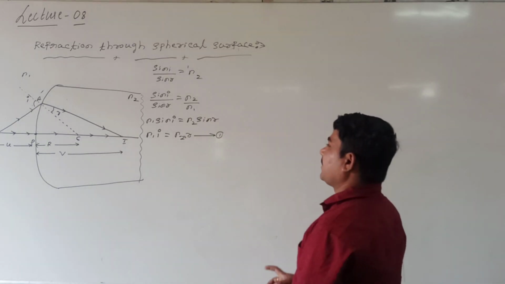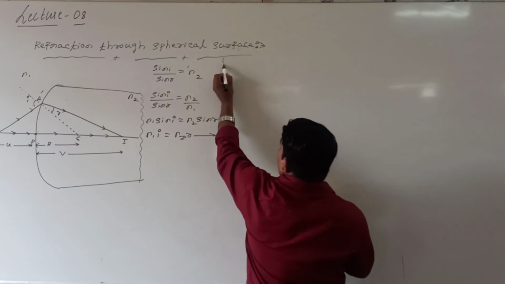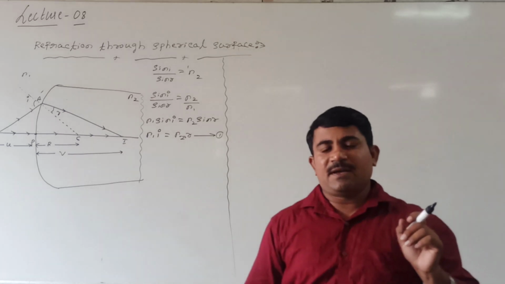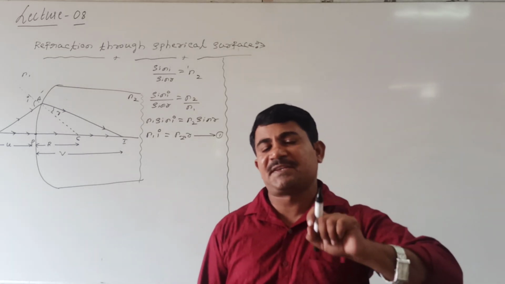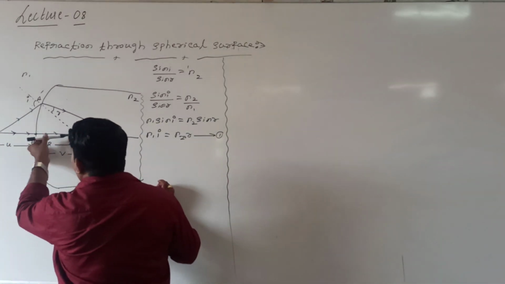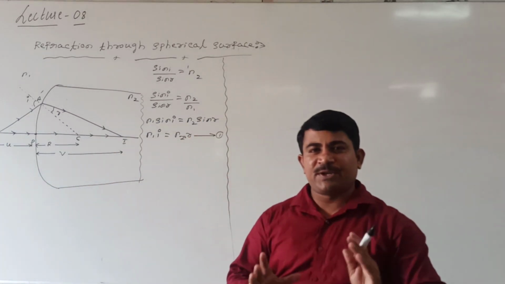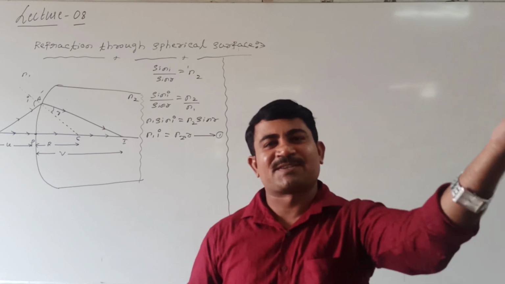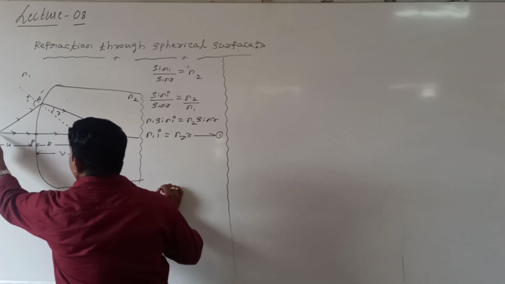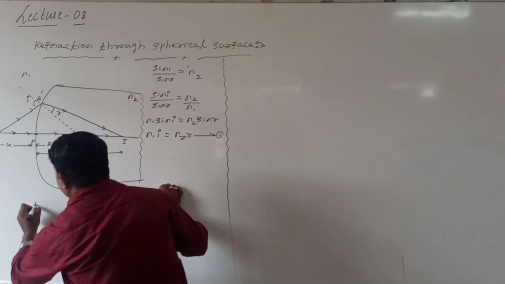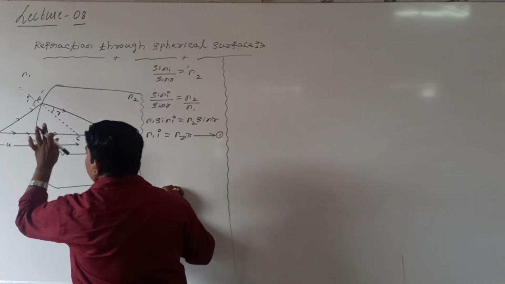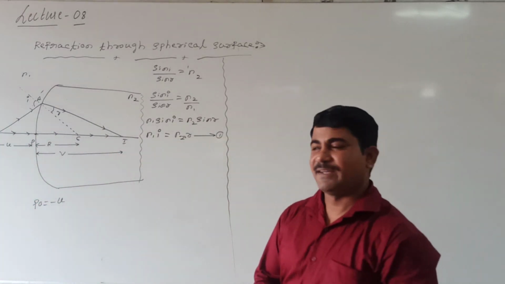For my convenience I will take this as equation number 1. But I should define object distance and image distance by taking sign conventions. Along the direction of the incident ray, all distances are taken to be positive. Opposite to the direction of the incident ray, all distances are taken to be negative. The distance between the pole and the object is called the object distance. Then PO is equal to minus u, because it is opposite to the direction of the incident ray.